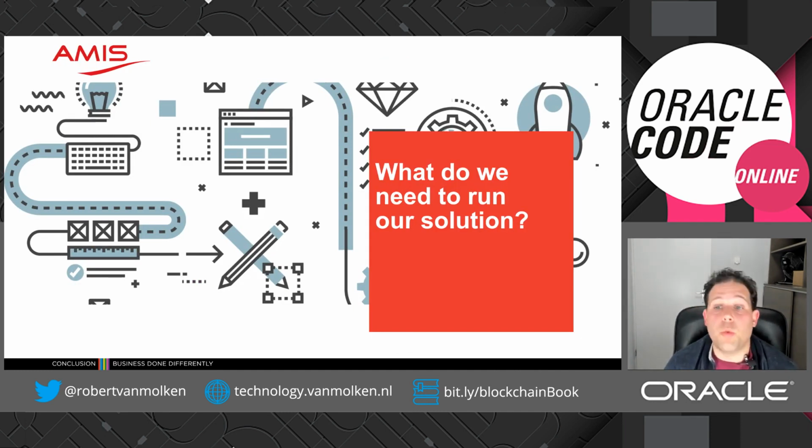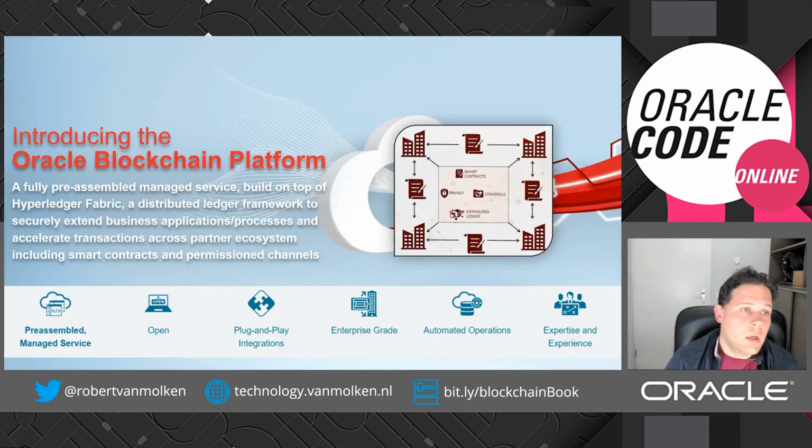But let's go over what we need to run our solution, this solution that I explained. For this, we're going to use the Oracle Blockchain Platform. The Oracle Blockchain Platform is a fully pre-assembled managed service. It's built on top of Hyperledger Fabric, a distributed ledger framework. With it, we can securely extend our already existing business applications and processes. Maybe we have something in ERP, or we already have a front end and things like that. And it's really used to accelerate transactions across partners in one ecosystem.